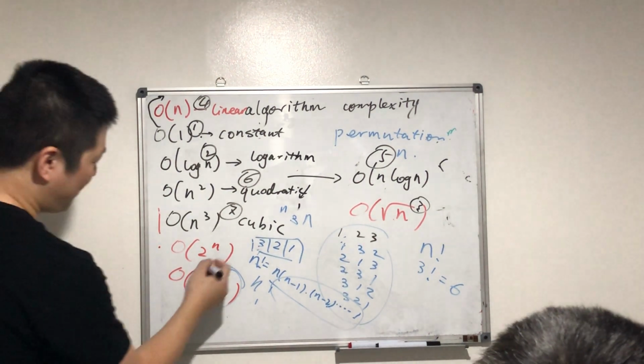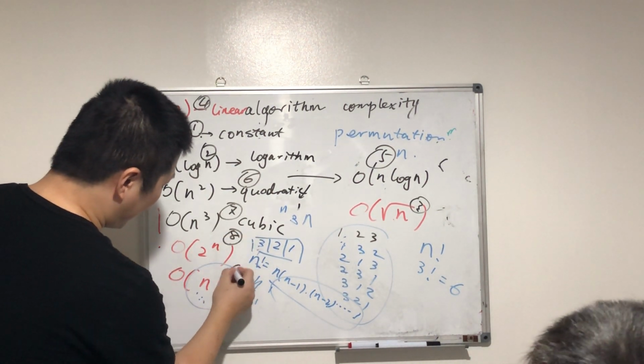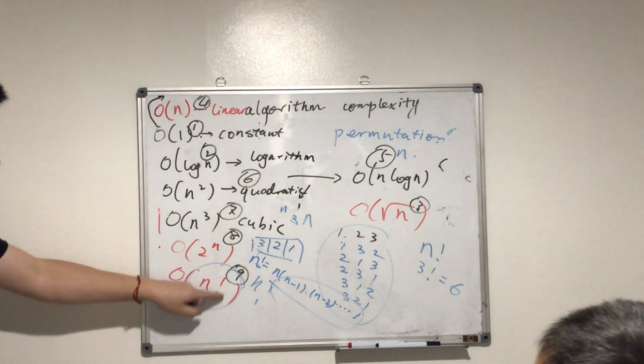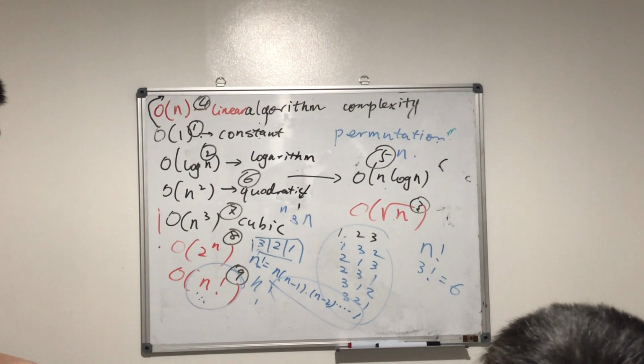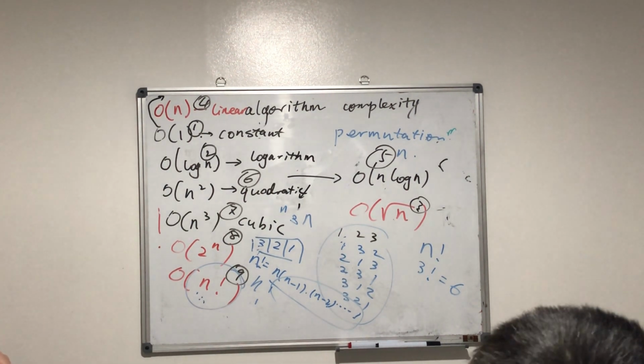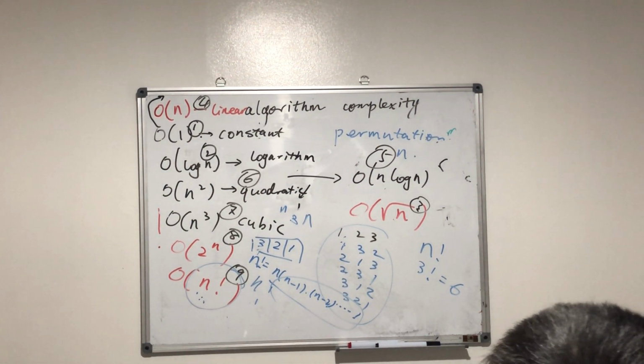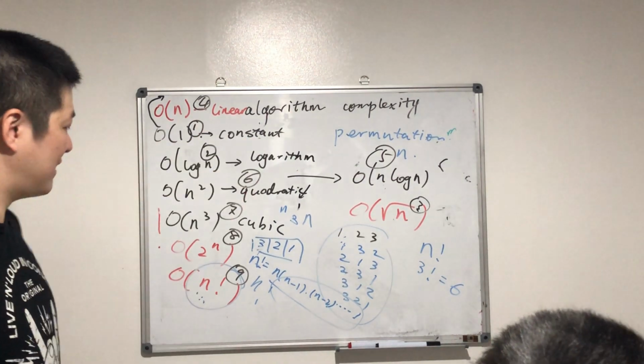And these two, which one is first? I don't know, I have to check. Maybe this is next and this is the slowest. Okay? Do you get it? What is the fastest? Yeah, constant. Do you get it?